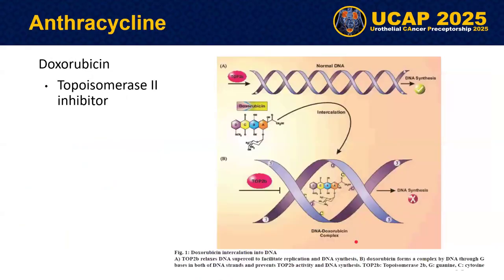Next, anthracycline, doxorubicin. Doxorubicin is a topoisomerase 2 inhibitor. And you can see here, topoisomerase actually helps to relax supercoils of DNA to facilitate replication and DNA synthesis. So doxorubicin binds to the topoisomerase 2 structure, causing the replication and synthesis process to be halted and leading to cell death as well.